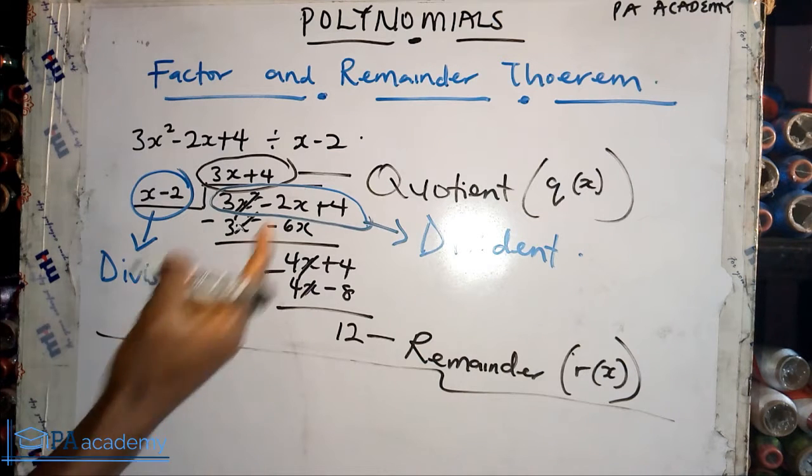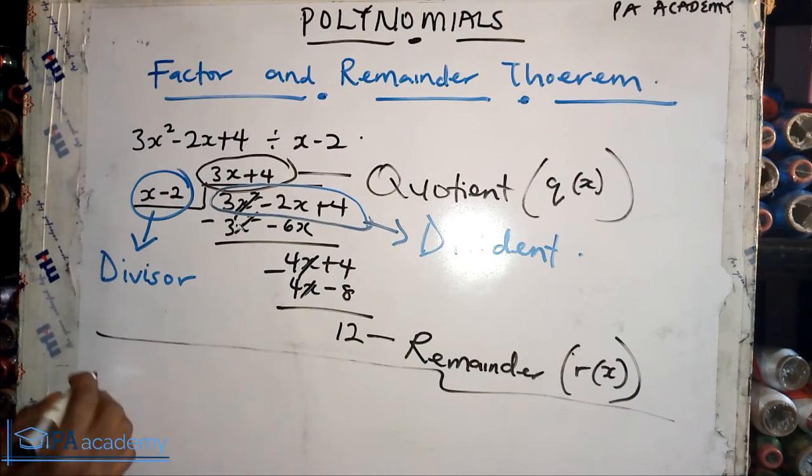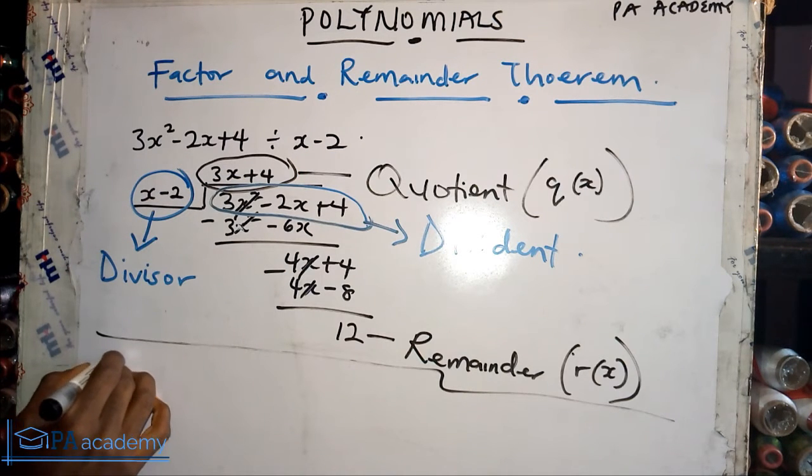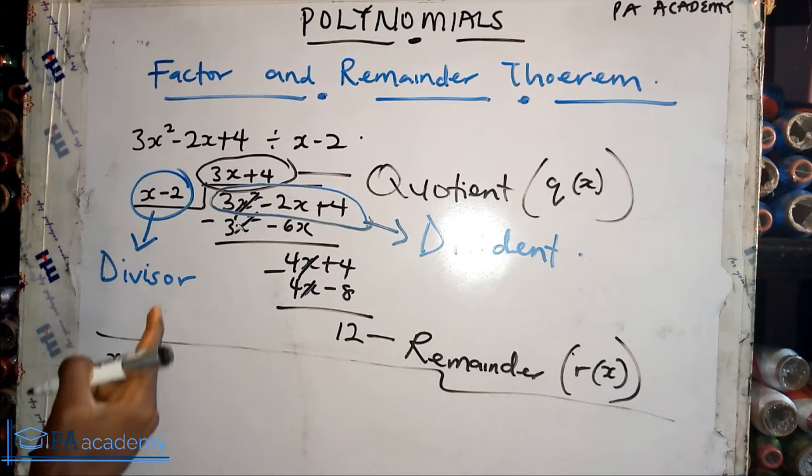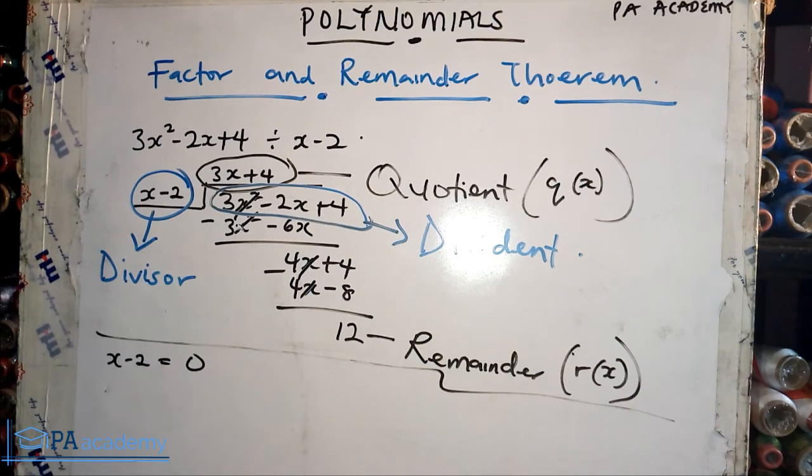This is what I'm saying. So the divisor, which is x minus 2, once we equate it to 0, so that will be x minus 2 equals 0. Then if we make x the subject of the formula, we're going to be having our x is equal to 2.